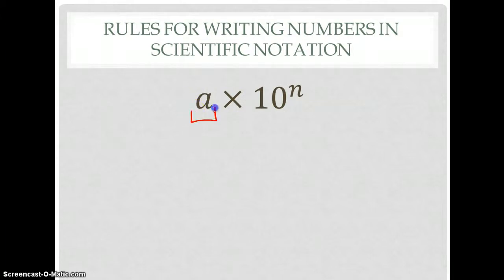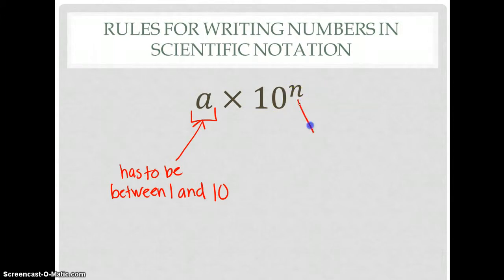So what are our rules for scientific notation? Well, this first number, this is our generic setup. This first number always has to be between the numbers 1 and 10. And we use this times 10 to the, because when we multiply by 10, we can easily think of it as just moving a decimal point either to the right or left.